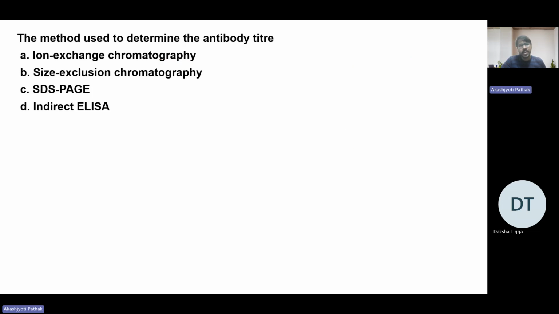Okay. So the method used to determine the antibody titer, just now we discussed that. How will you determine the antibody titer? How much antibody is present in your blood sample? How will you determine? You will do an ELISA.